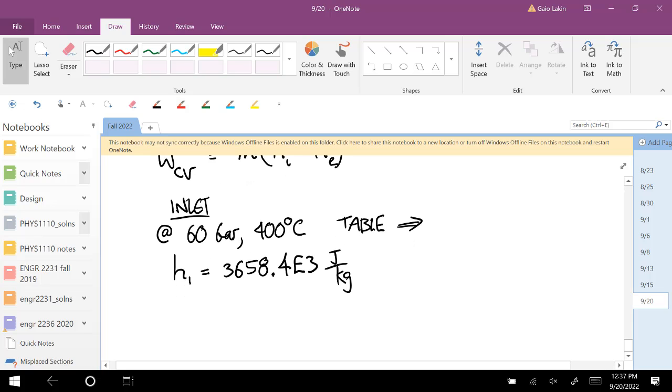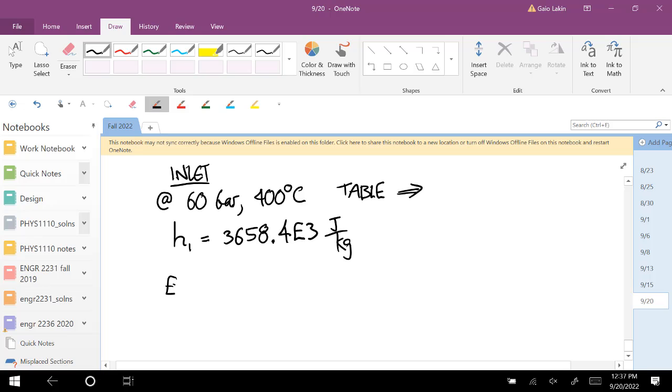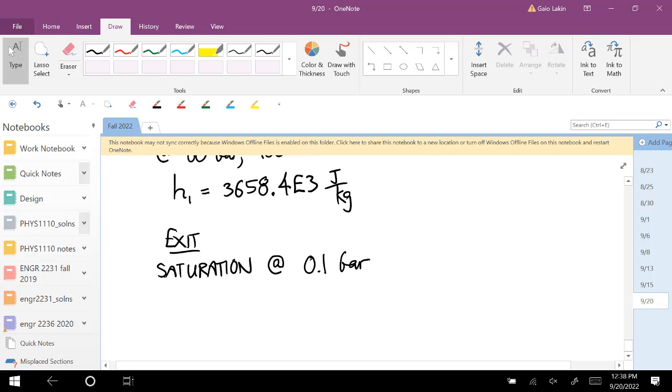And then at the exit, we're going to use the saturation table. So it's saturation at a pressure of 0.1 bar. And so since some of our material is liquid and some of it is gas, we're going to have to look it up for both and then use the quality equation.